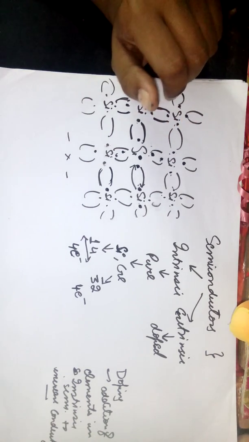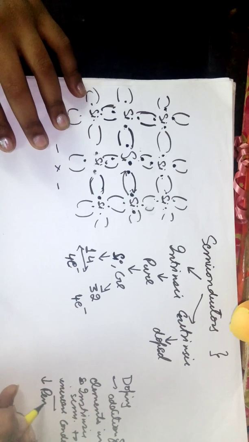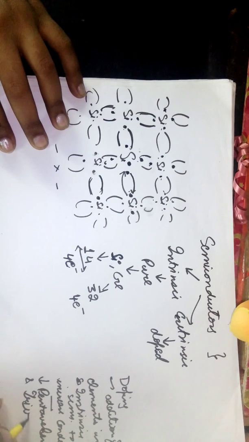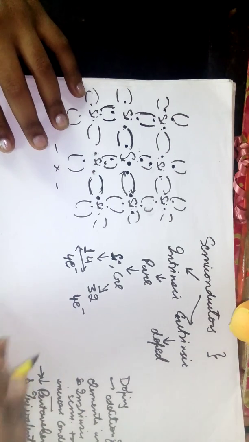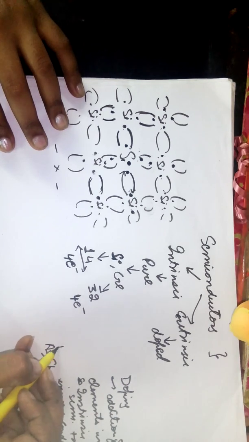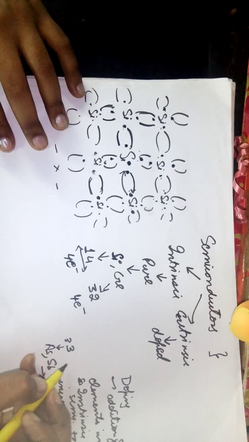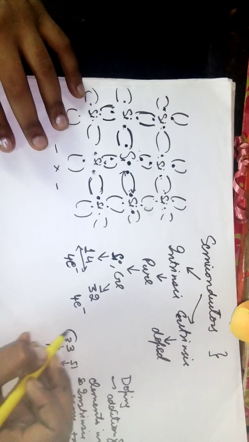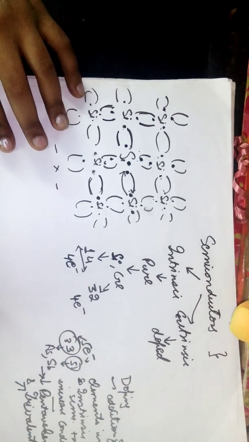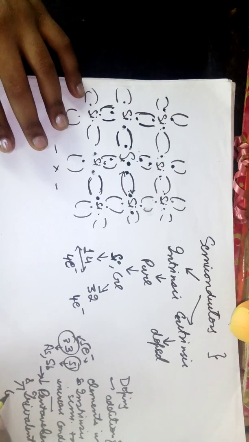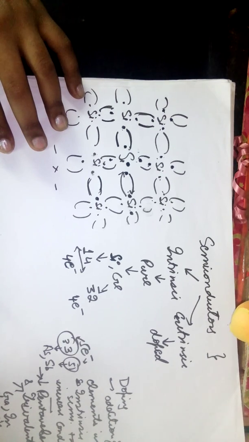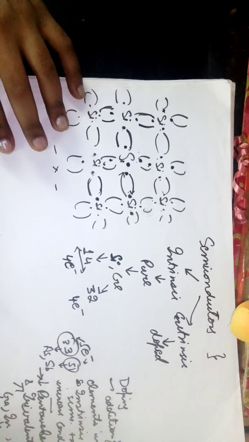These are pentavalent or trivalent elements. Pentavalent elements are arsenic or antimony. Arsenic has atomic number 33 and antimony has atomic number 51. These two have 5 valence electrons in their outermost shell. Trivalent elements have 3 valence electrons in their outermost shell. For example, gallium and indium. Gallium has atomic number 31 and indium has atomic number 49. We can also use aluminium as the doping element.